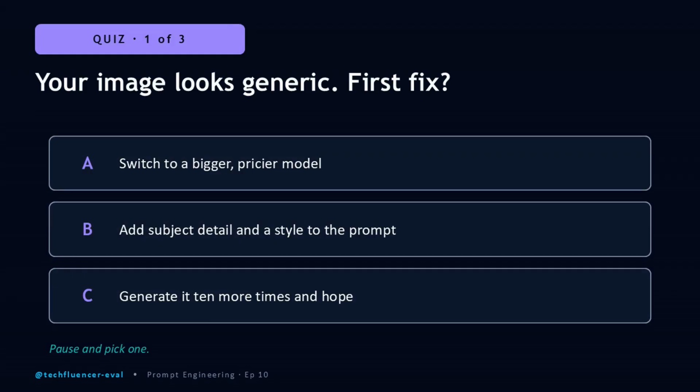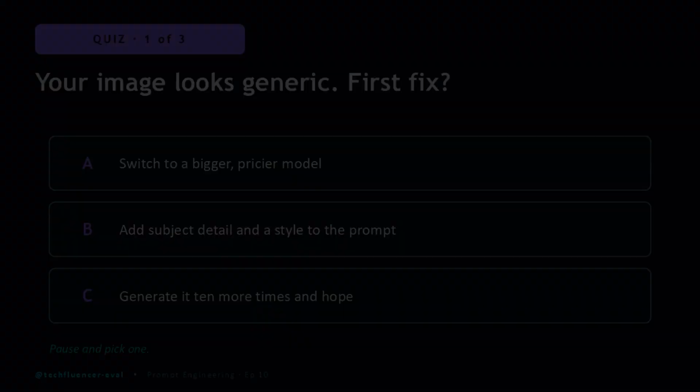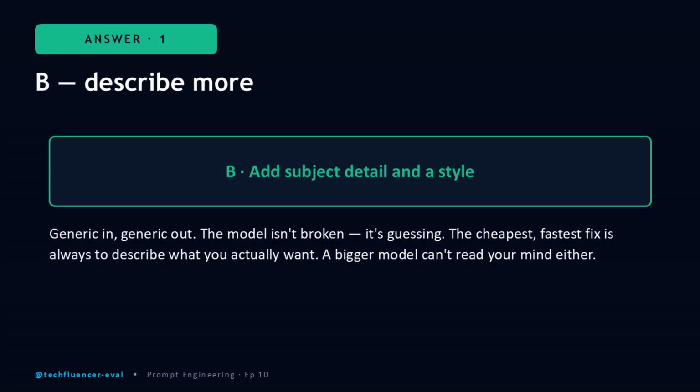Alright, quick quiz, 3 questions, and try to answer before I do. Number 1. Your image came out generic and random. What is the very first thing you should try? A. Switch to a bigger, pricier model. B. Add subject detail and a style to the prompt. Or C. Just generate it 10 more times and hope. Pause it here and pick one. The answer is B. Describe more. Generic in, generic out. The model is not broken, it is guessing, and the cheapest, fastest fix is always to tell it what you actually want. A bigger model cannot read your mind any better than a small one.